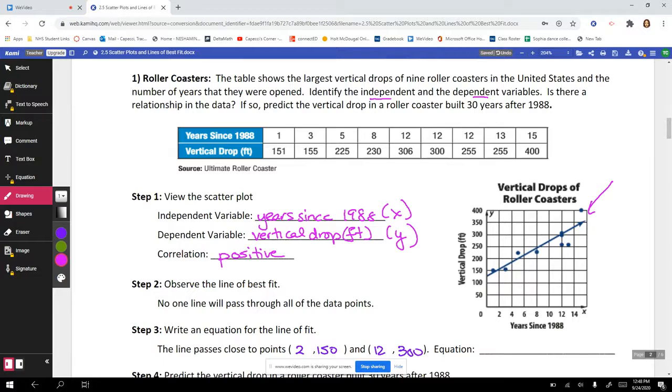Now we're going to observe the line of best fit. Let's take a look at it. No one line will pass through all the data points. So we know even though these are kind of not on the line, that's okay. We try to go somewhere in the middle, do the best we can.